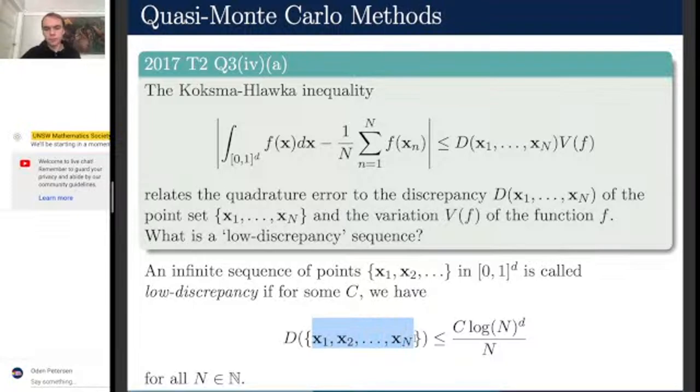If we look at the discrepancies of all the prefixes of the sequence up to some n, we want that to be bounded by a constant multiple of this expression here, (log n)^d divided by n. And this is basically just the definition of what it means to be low discrepancy.